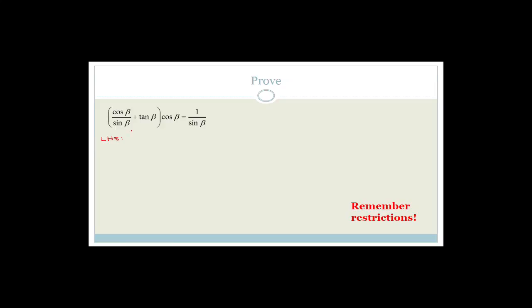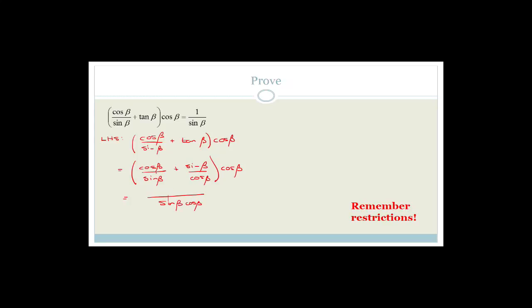So the left-hand side is (cos beta over sine beta plus tan beta) all multiplied by cos beta. Okay, the first thing I'm going to do is change my tan beta to sine over cos. So that becomes (cos beta over sine beta plus sine beta over cos beta) all multiplied by cos beta, right? Then I need a common denominator. My common denominator is going to be sine beta cos beta.